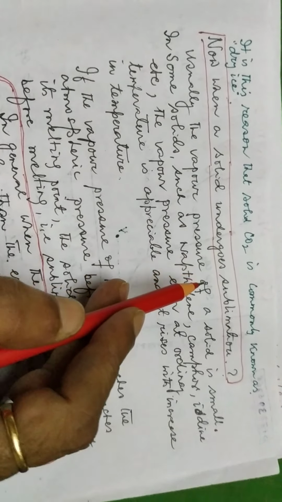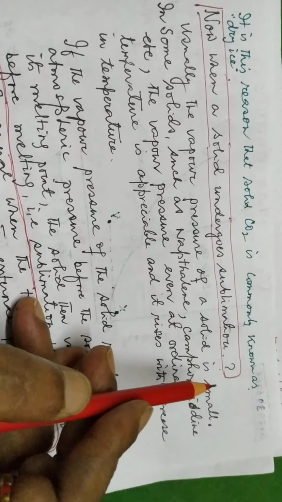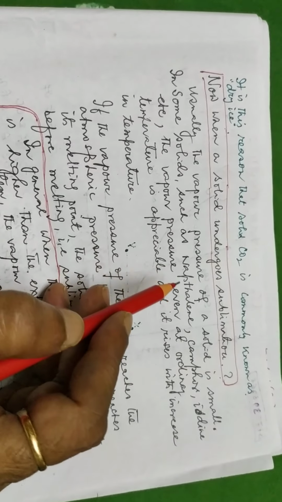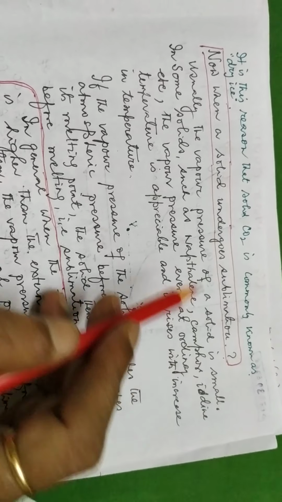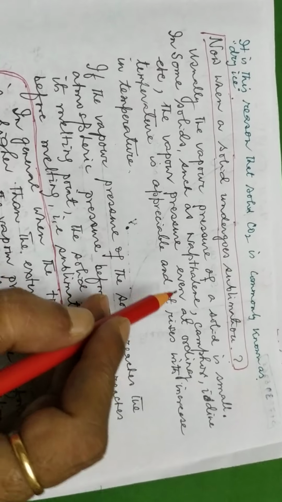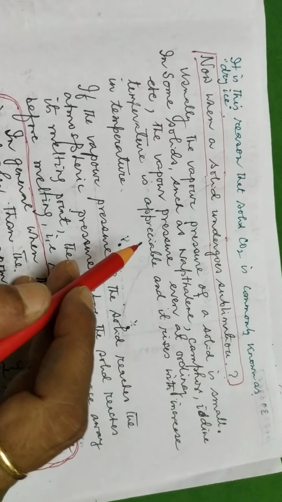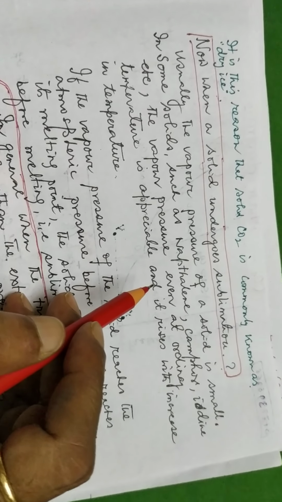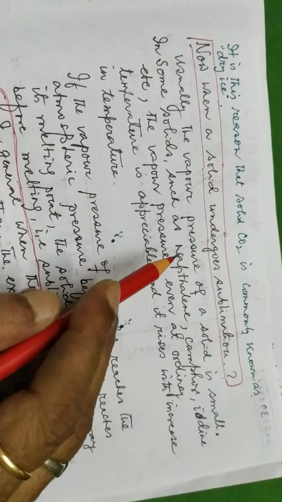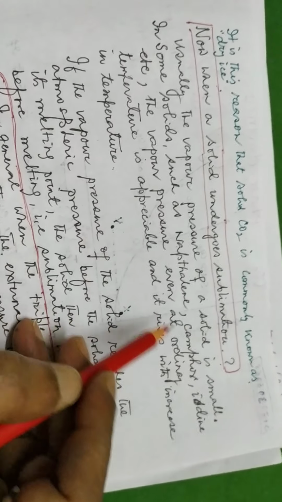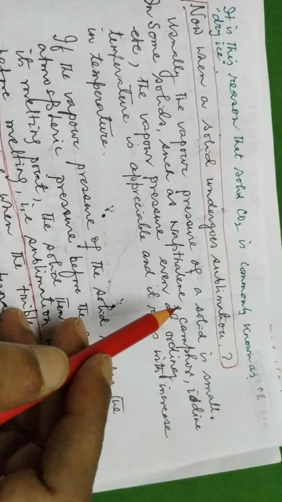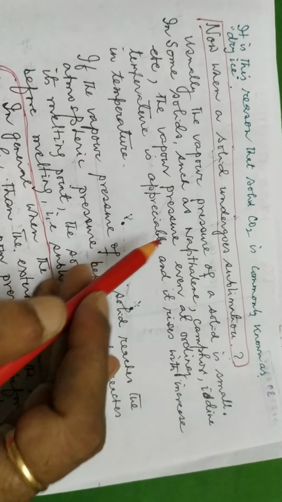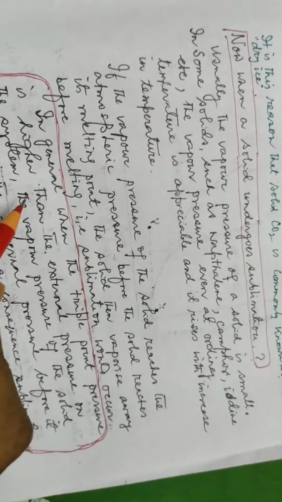Usually the vapor pressure of a solid is small. Okay? In some solids such as naphthalene, camphor, iodine, etc., the vapor pressure even at ordinary temperature is appreciable. And it rises with increase in temperature. So for these substances, the vapor pressure is appreciable even at ordinary temperature, and this vapor pressure rises with increase in temperature.